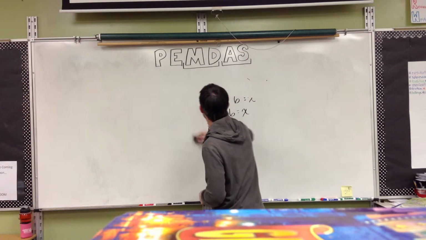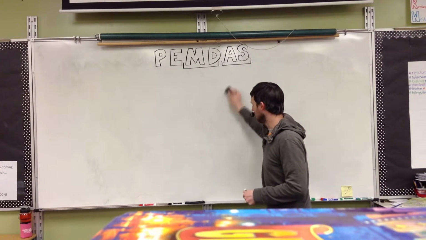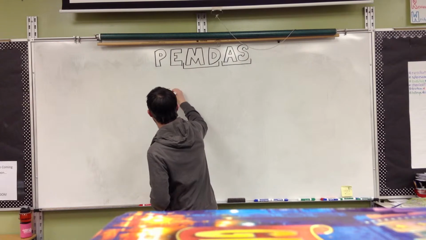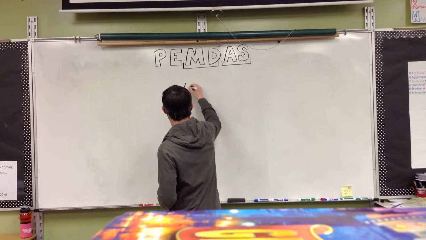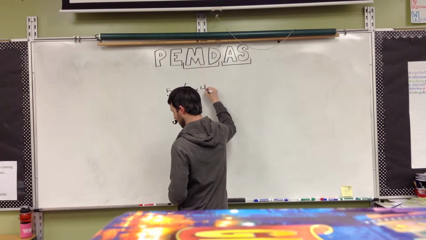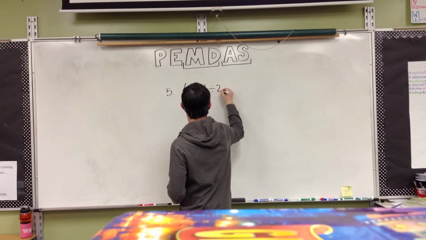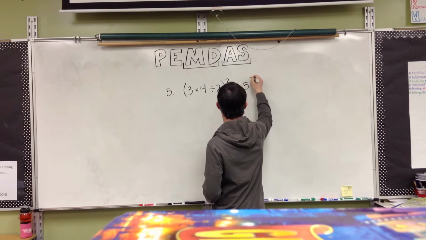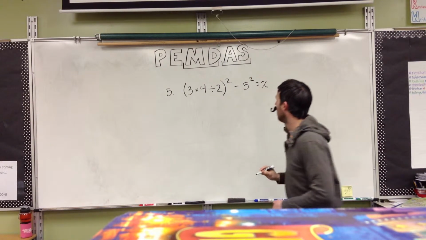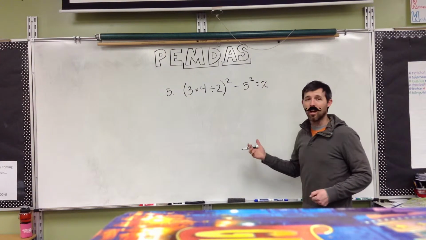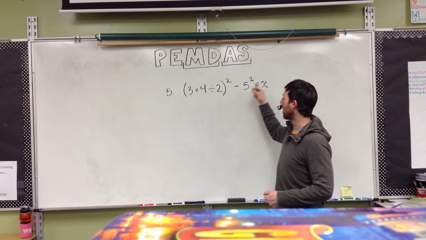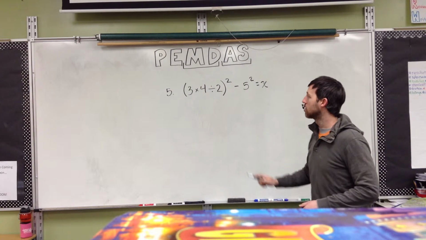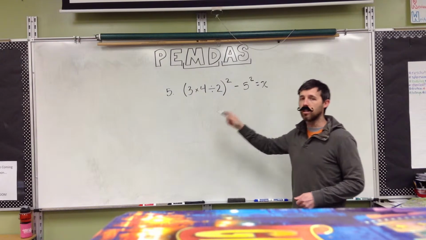We have 2 more problems. And we're going to get a little trickier here. So again, nothing new in this problem. We have parentheses, we have exponents, multiplication, division, subtraction. Nothing tricky here. So, according to order of operations, where do we need to start?